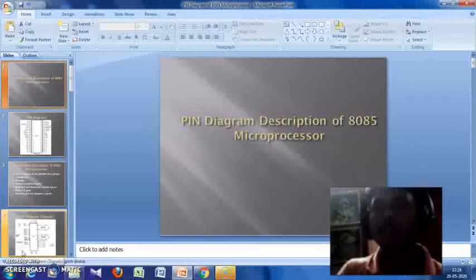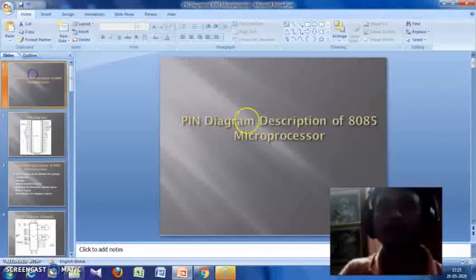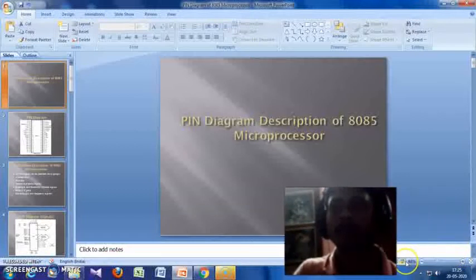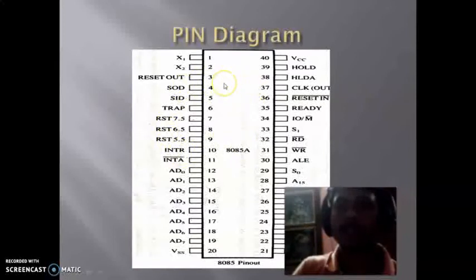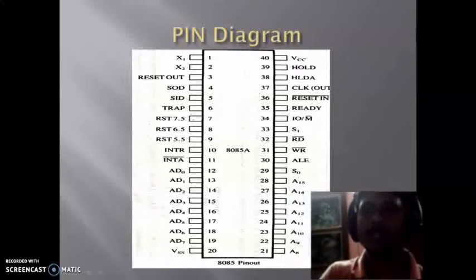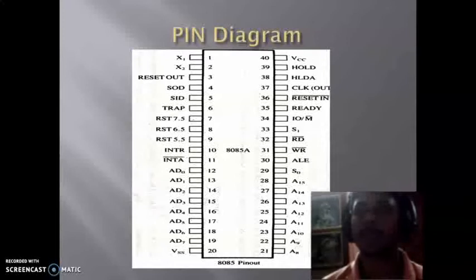I'm just going to give a lecture on an important topic, that is the pin diagram description of the 8085 microprocessor. This is the IC of the 8085 microprocessor. It has 40 pins, where we have some address bus, data bus, power signals, frequency signals, and externally initiated signals, meaning interrupt signals. All these things we have.